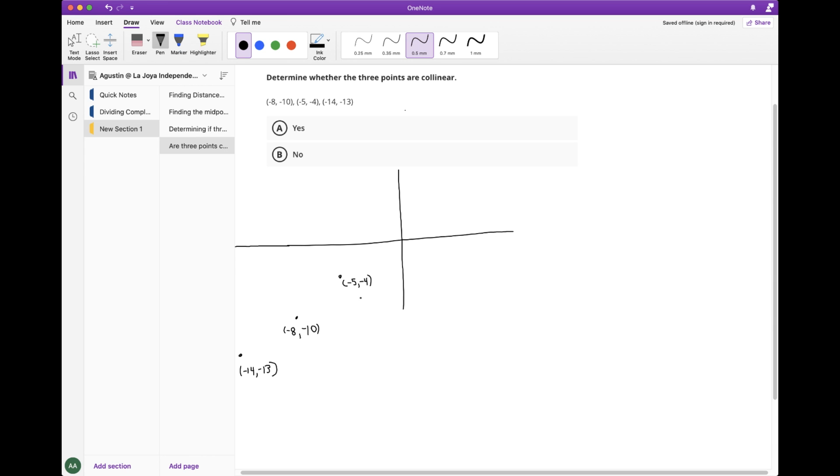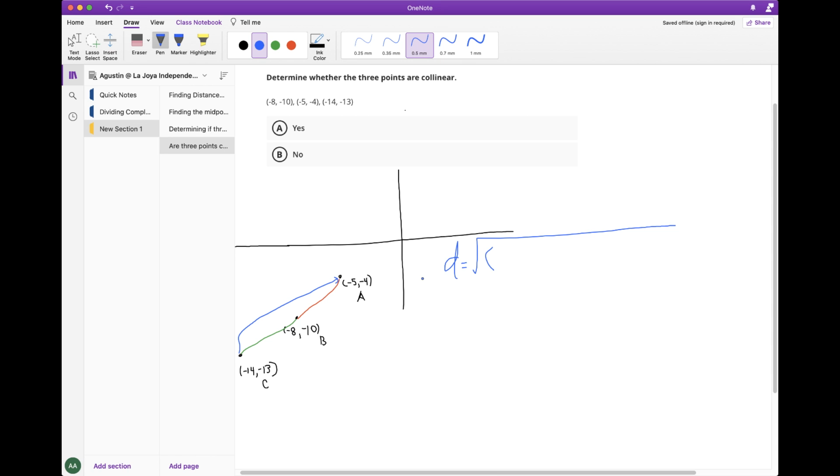So what I need to do is figure out the distance from A to B. Then the distance from B to C, and then the distance from A all the way to C, kind of like we did on the triangle one. So we have to find three distances, doing this three times. The distance formula deals with square roots, so I'm going to set them up, then move over to Desmos and figure them out there, okay?